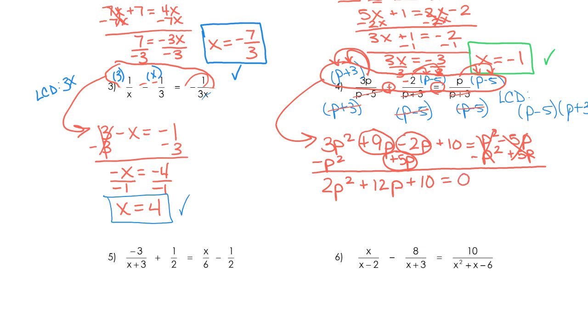So we ask ourselves, what kind of factoring do we want to use? And hopefully you always check greatest common factor. And there is a 2 in common, so we're going to pull it out. We'll be left with p squared plus 6p plus 5 equals 0. And by pulling that 2 out, now I have just an easy trinomial here.